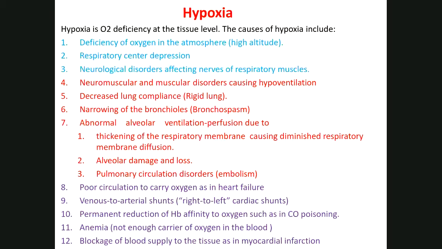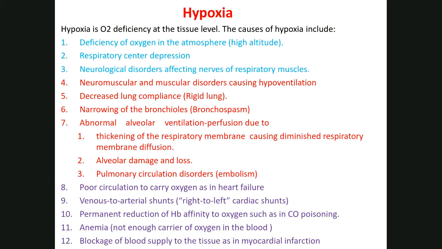If the air around us is normal, the respiratory center is normal, the nerves are normal, the neuromuscular junctions are normal, the muscles are normal, and the lung compliance is good, but we have narrowing in the airways, like what happens in asthma. In asthma, the terminal bronchioles are in spasm due to inflammation. So this will cause less air to reach the alveoli. This can also cause hypoxia.